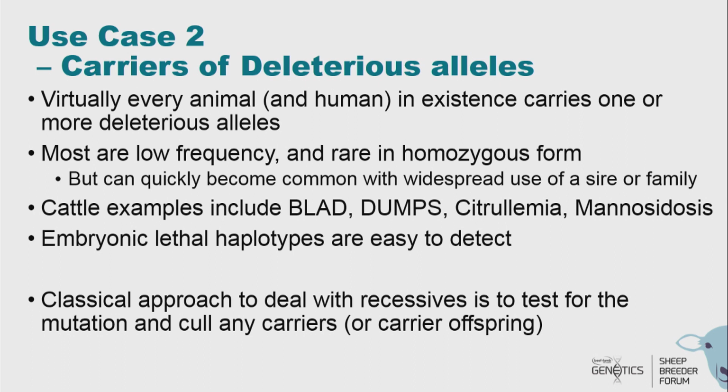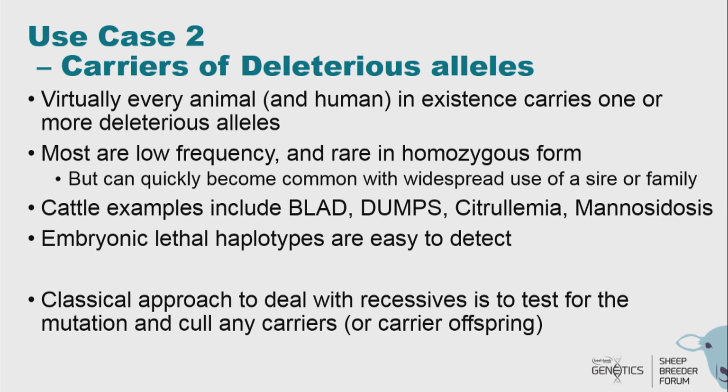Okay, so the classical approach to deal with recessives is to test for the mutation and often to get rid of the individual that carries that mutation. And that's a really, really bad thing to do, because if you do that, it grossly reduces your selection intensity. It's far better to use the individuals that are elite, even though they carry an unfavourable mutation, and test the offspring and make sure that only clear offspring that are males, say, are used widely in the next generation.